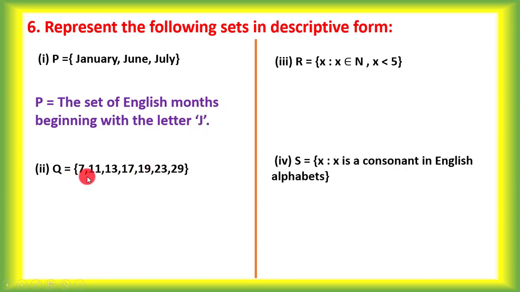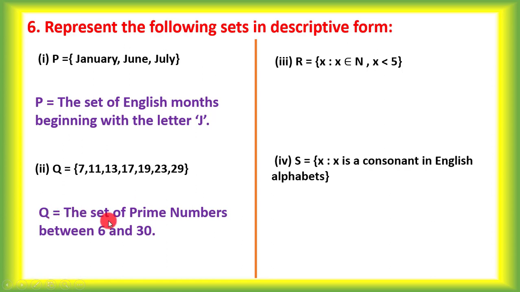Here, what are these? These are prime numbers. So, what is the number before 7? 6. What is the number that comes after 29? 30. So, these are prime numbers in between 6 and 30. Q is nothing but the set of prime numbers between 6 and 30.